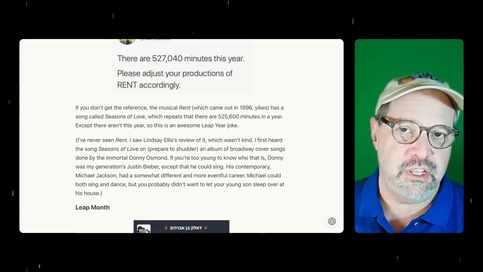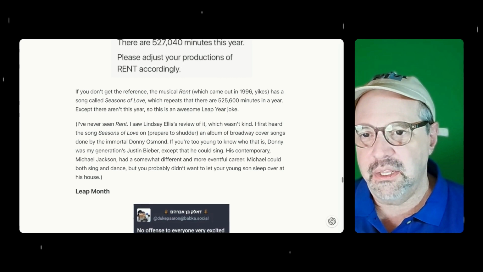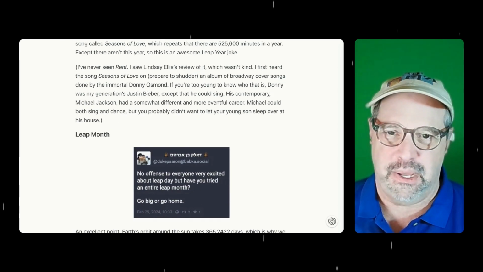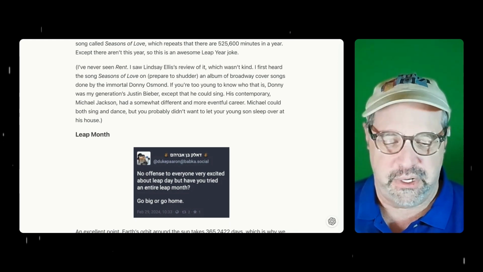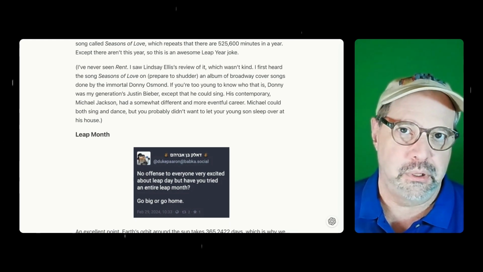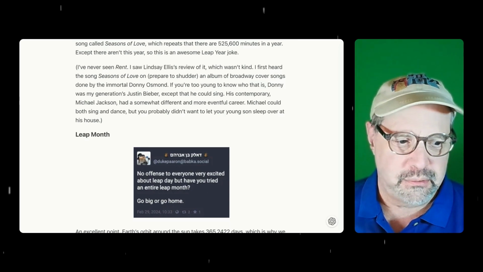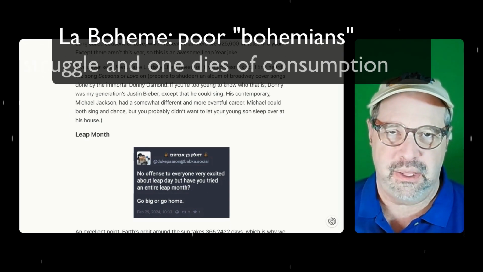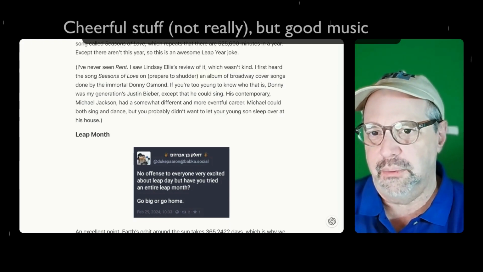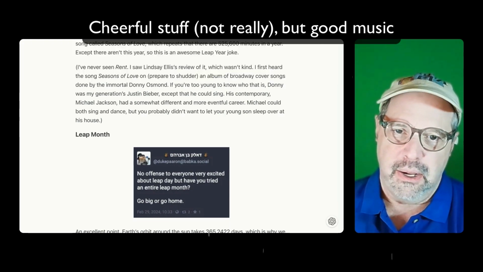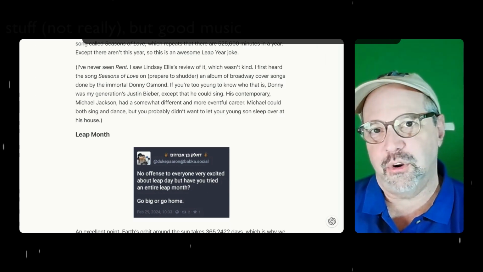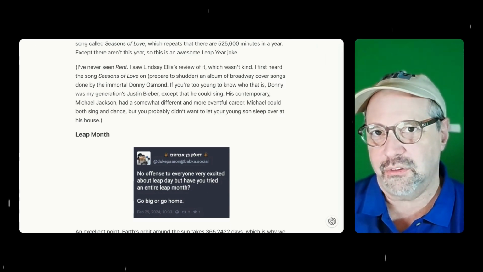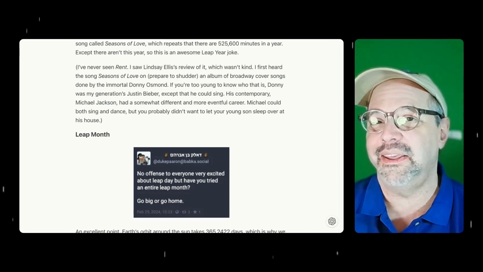Now, I've never actually seen the show Rent. I read Lindsay Ellis's review of it, which was not kind. And I've read a lot of other things about it. I'm not all that interested. It's a retelling of the opera La Boheme, but among what looked to be kids in the, I'm not even going to get into it, but it's La Boheme again. I have to admit that I first heard that song, even though I haven't been to the show, on an album of cover songs from Broadway musicals by Donny Osmond.